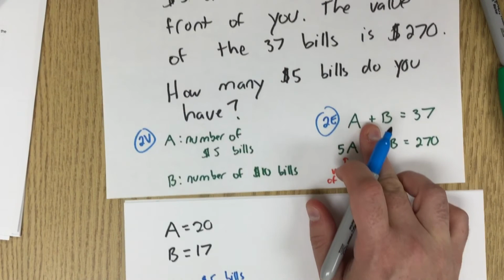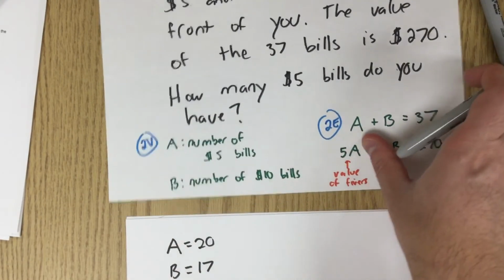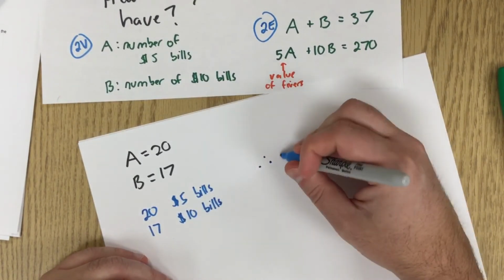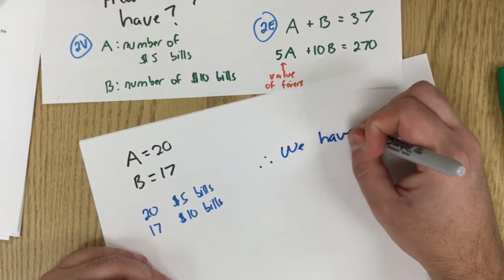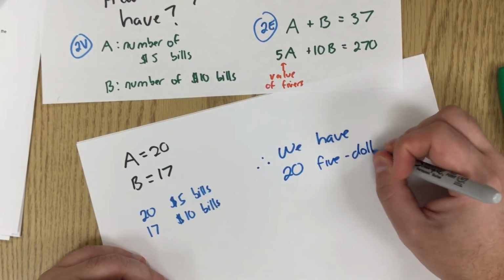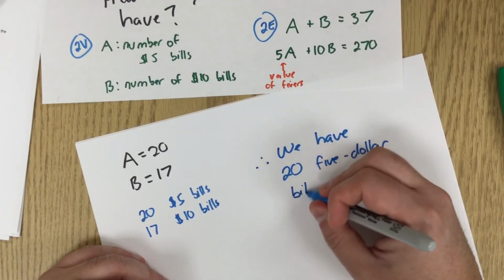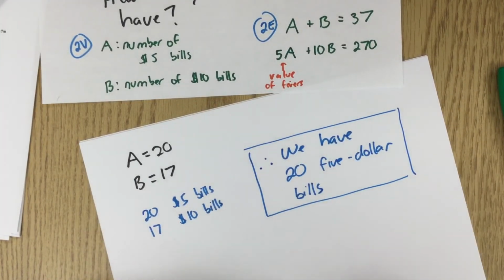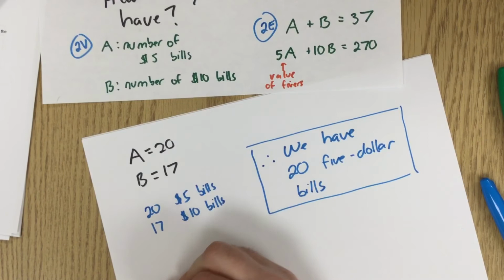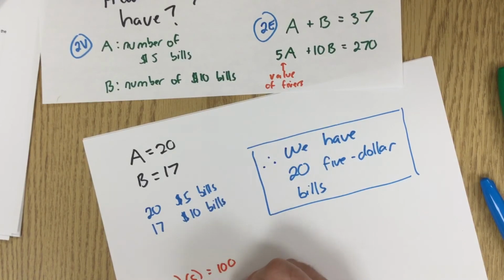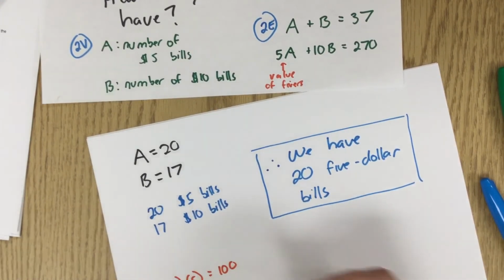And the question said, how many $5 bills do you have? So we have to answer the question. Therefore, we have 20 $5 bills. And that would be the answer to the word problem. If you want to check it, 20 $5 bills is worth $100, and we have 17 $10 bills, so that's worth $170, which gives us a total value of $270.